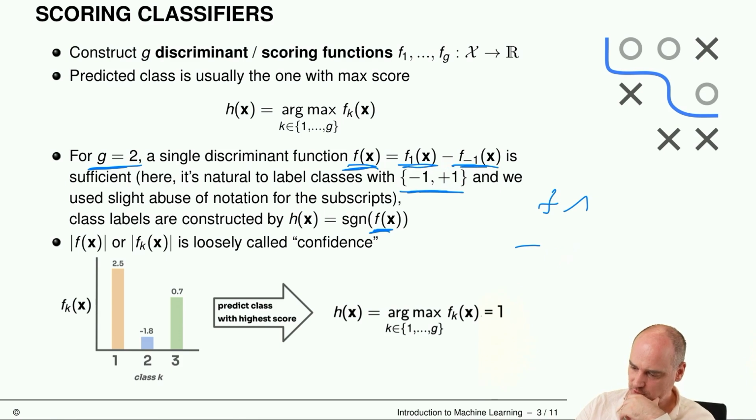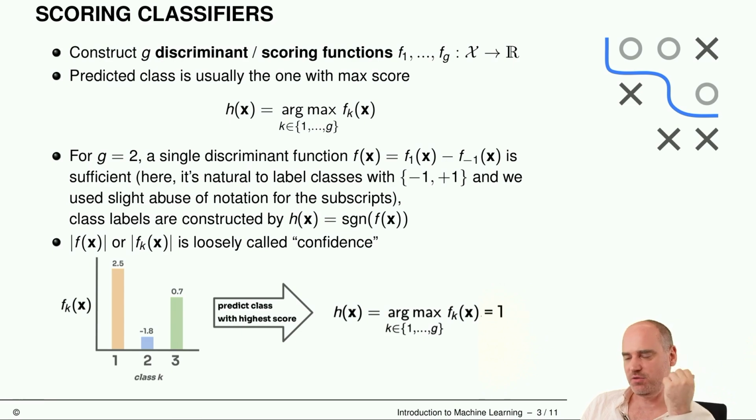You can also interpret the absolute value of f, and usually the idea is the larger the absolute value of f, the more confidence we have in the prediction. Here's a small example of how this would feel for a 3-class problem. You can see here for each class the predicted score. For class 1 we would have 2.5, for class 2 -1.8, and for class 3 0.7. The class that's now predicted based on these scores would be class 1, because that has the highest score.